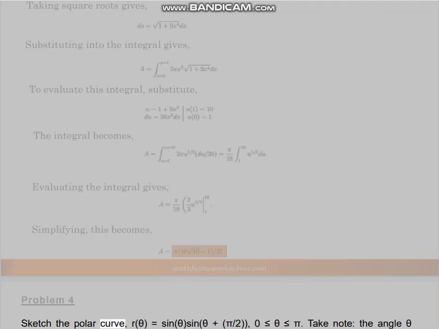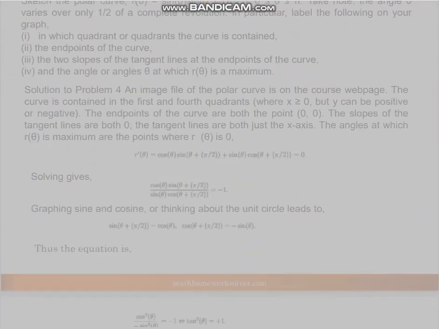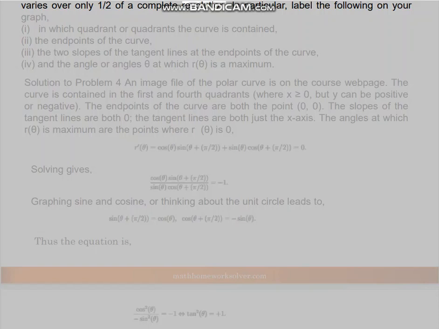Problem 4. Sketch the polar curve r(theta) equals sin theta plus pi/2, 0 less than or equal to theta less than or equal to pi. Take note, the angle theta varies over only one half of a complete revolution.